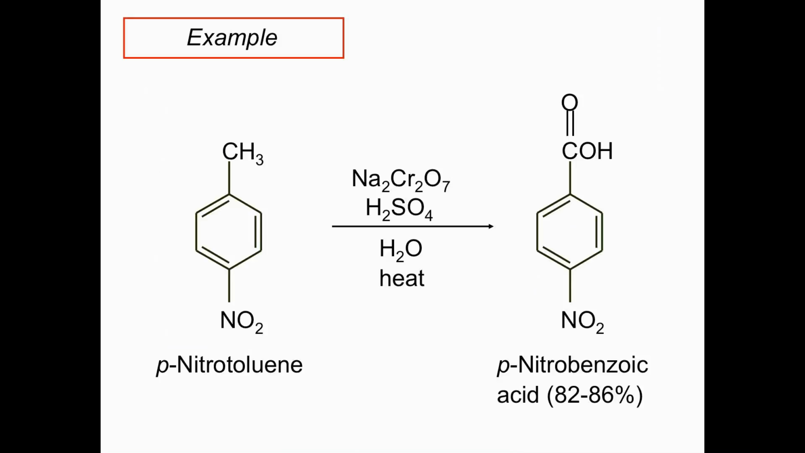Here's an example of this reaction in action. Notice the benzylic carbon at the top of p-nitrotoluene. Combined together with our sodium dichromate reagents in acidic media, we produce the carboxylic acid. Again, you don't need to know the mechanism for this reaction, you just need to know that the oxidation will occur at the benzylic carbon, and that at least one hydrogen atom must be present at the benzylic carbon for the reaction to proceed.